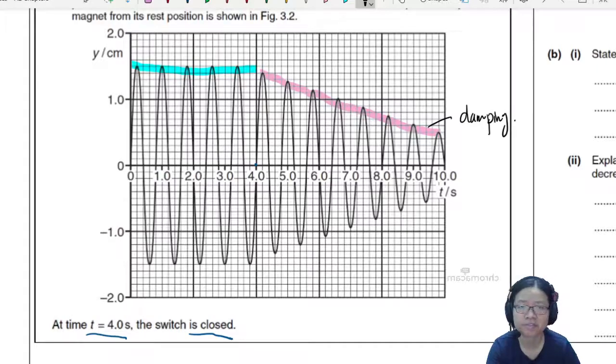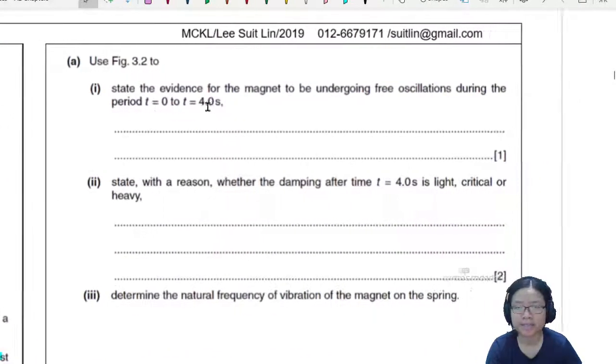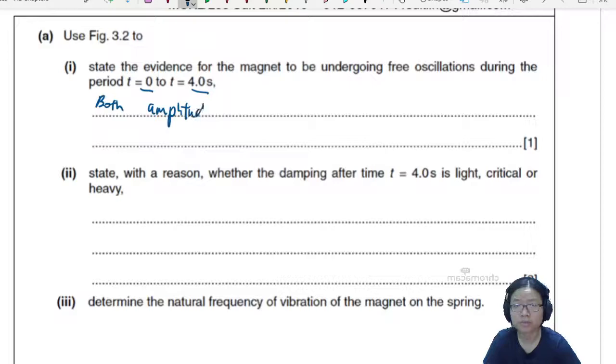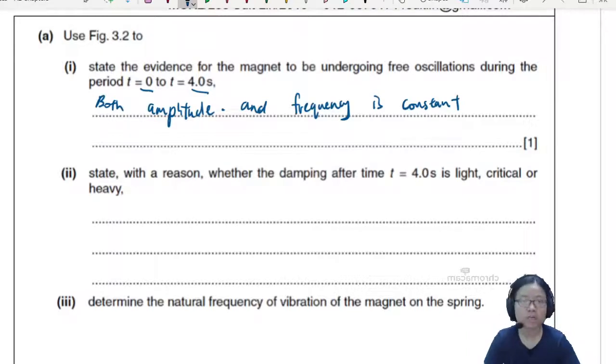Alright, let us read the question further. Part A, 1: State the evidence for the magnet to be undergoing free oscillations during the period from 0 to 4 seconds. Well, the amplitude is constant and the frequency is constant. So we could say both the amplitude and frequency are constant, or the same, or don't change. This is the definition of free oscillation: amplitude and frequency are constant.